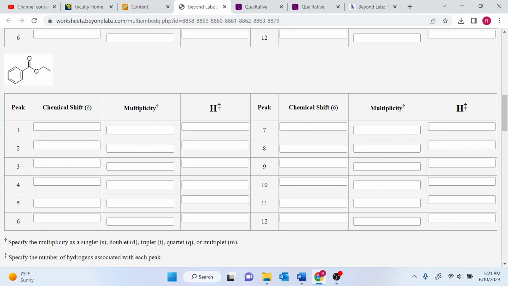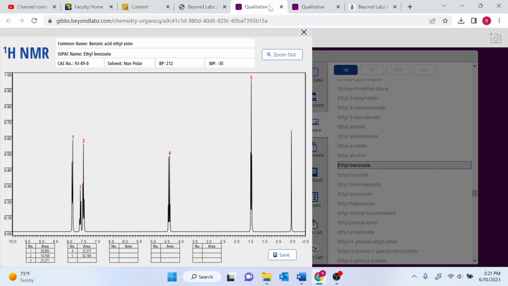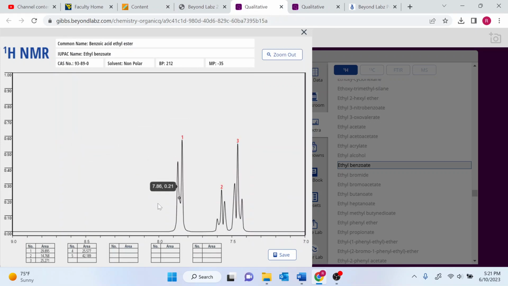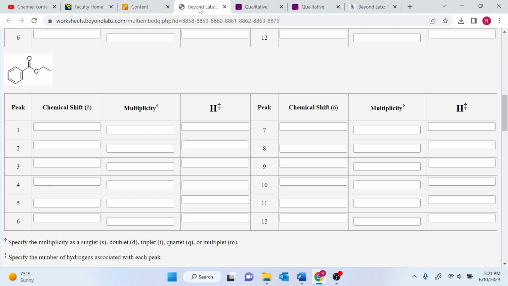Then you're going to check the splitting pattern of peak number 1. So peak number 1 is going to be a doublet, peak number 2 is going to be a triplet, and peak number 3 is going to be a triplet. So go ahead and write those in the sheet.